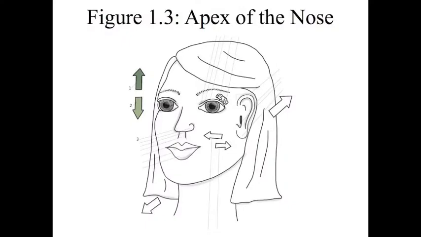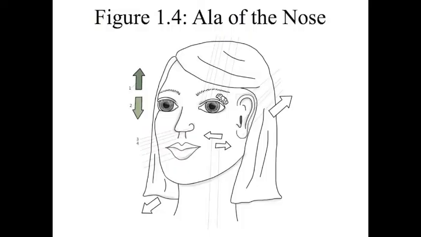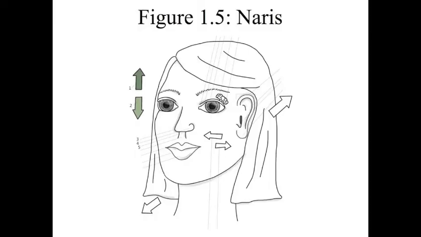Number 3 is the apex of the nose. Simple. So the tip right here of your nose. Number 4, these are called the ala of your nose. Ala means wing, and so it's the little wings on the side of your nose. Also the common place that you would get a nose piercing. Next is the nares, number 5. The nares is just a fancy word for your nostril. So if you're picking your nose, you're pointing to your nares.